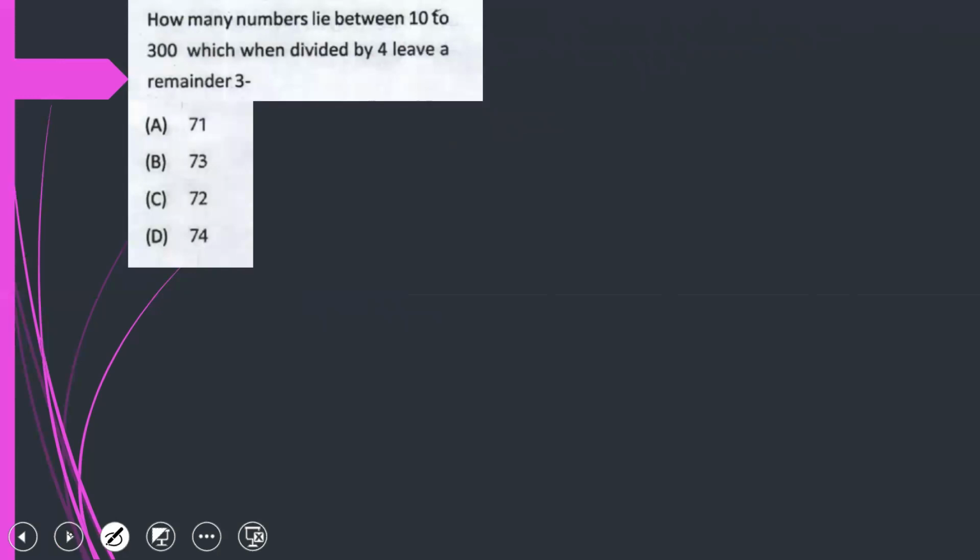How many numbers lie between 10 to 300, which when divided by 4 leave a remainder 3? Options are 71, 73, 72, and 74. Now, the first number greater than 10 which leaves remainder 3 when divided by 4. Let's talk about the table of 4. We get 4 into 2 gives you 8. And if you add 3, as I said, it leaves a remainder 3. So when you add 3 you will get 11. That means your first term is going to be 11, right?